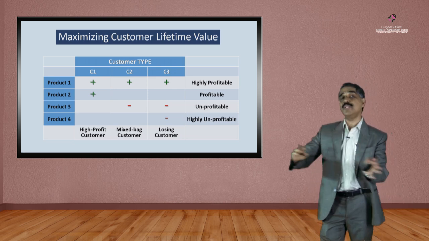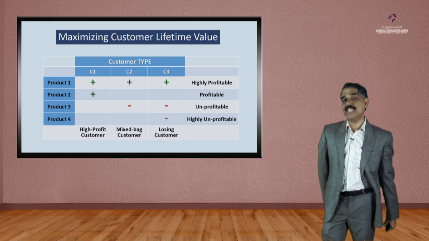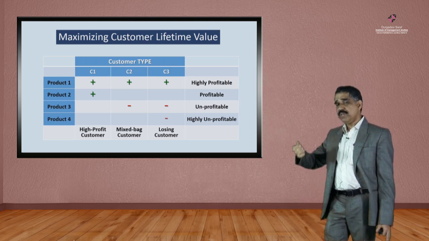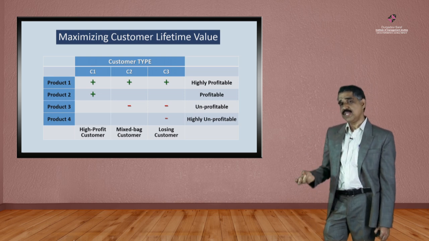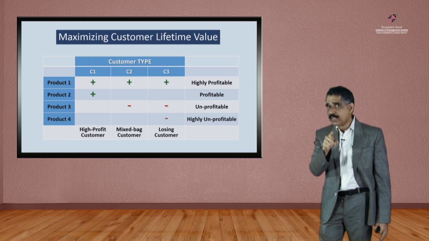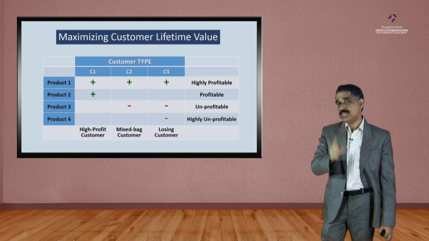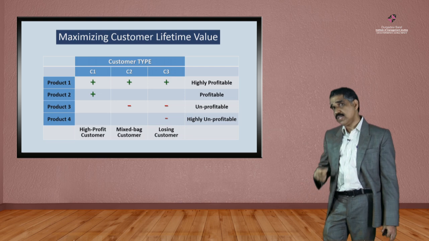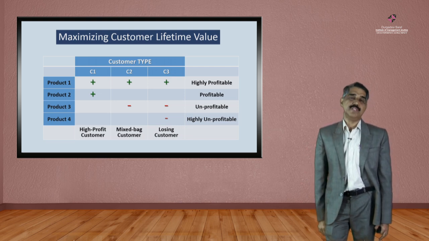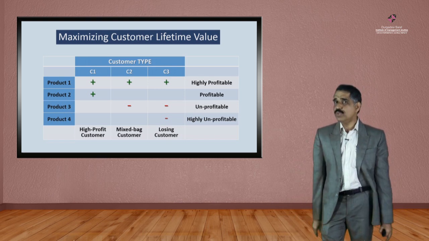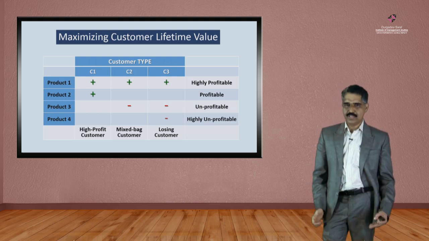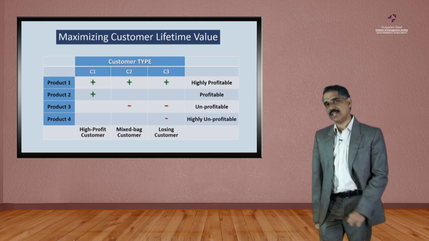Now come to the other extreme. For the time being, I am not taking C2. You have a customer who is buying a mixture of your products. He buys one product that contributes profit, but at the same time he buys 2 products that are unprofitable and highly unprofitable. So the net return for you is a loss, not profit. Now what is the strategy? What can he do with this particular customer?